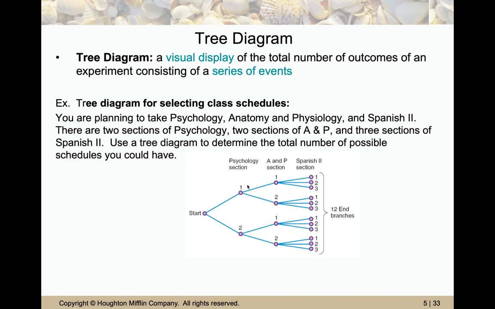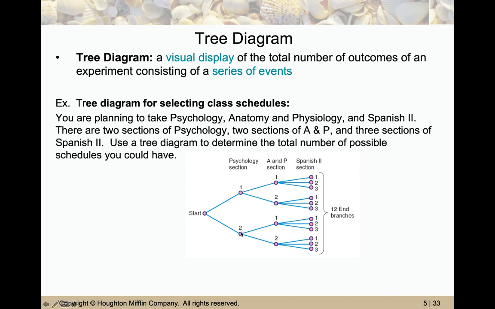Sometimes it's helpful to draw a tree diagram. A tree diagram is a visual display of the total number of outcomes of an experiment consisting of a series of events. So here is a tree diagram for selecting a class schedule. You're planning to take psychology, anatomy and physiology, and Spanish 2. Okay, so you've got 3 consecutive sections to pick of different classes. So you're going to start here, and let's tackle psychology first. There are 2 sections of psychology. So you're going to branch off. You could pick section 1 or section 2.